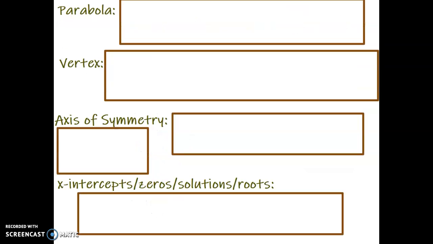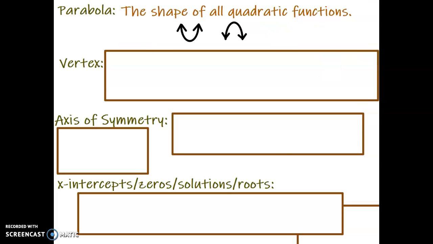All right, let's get some vocabulary. So first of all, parabola, that's the word I just used. A parabola is the shape of every quadratic function. A parabola can go up like this one, or it can go down like this one, but notice that it has arrows on both ends. No matter if it goes up or down, it goes on and on forever in that same direction.